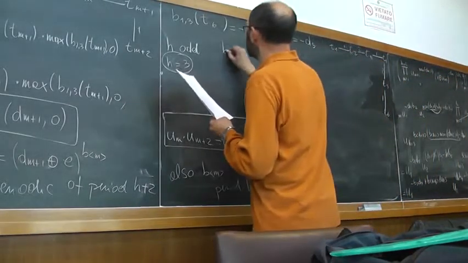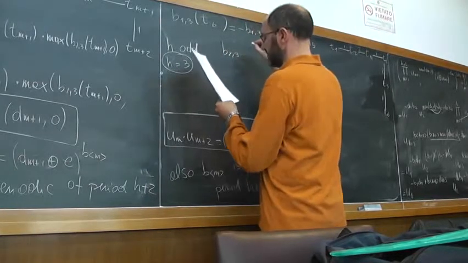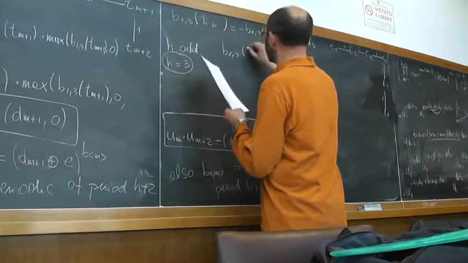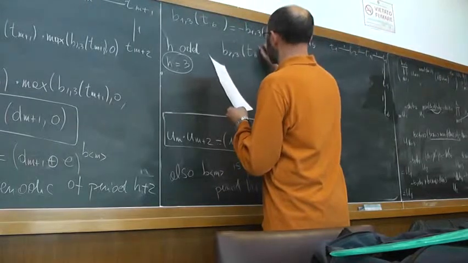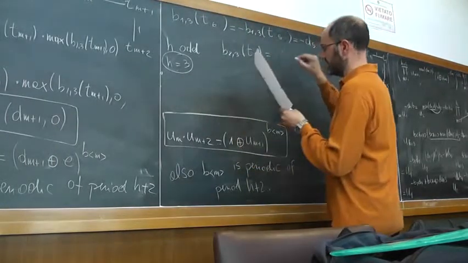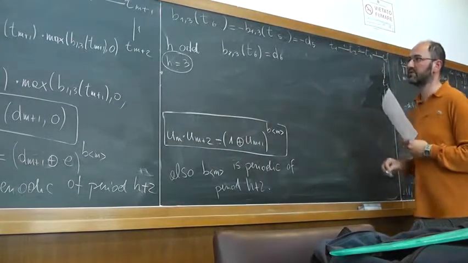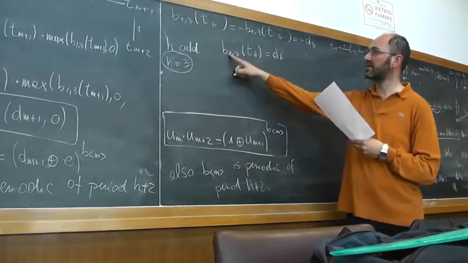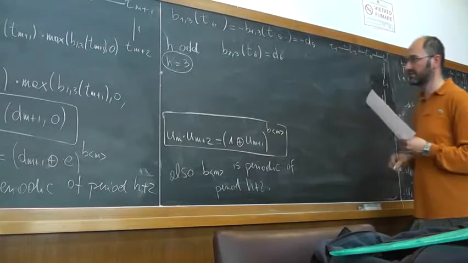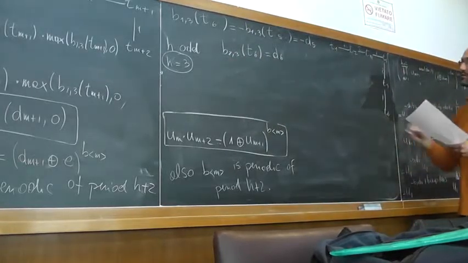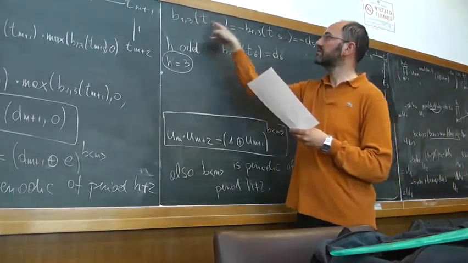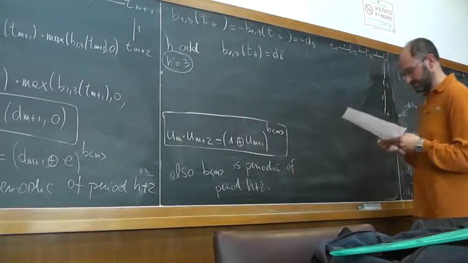Then B23 of T6 is D6, also by definition. Remember, we have the D when the parity of this is the same as the parity of this. So we cannot use this case.